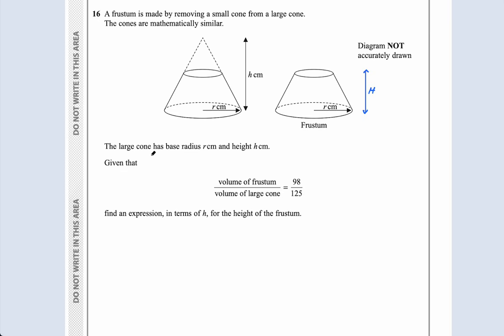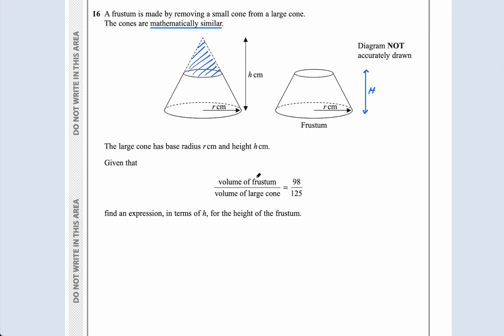Okay, so if the volume of the frustum, so this is the first step, guys. If the volume of the frustum over the volume of the large cone is 98 over 125, that means that this cone, which has been removed, the volume of this, because this is a similar shapes question. It's obviously a similar shapes question because it has the words mathematically similar in it. So I don't really want to be dealing with the frustum. I'd prefer to be dealing with the two cones, the small cone and the bigger cone.